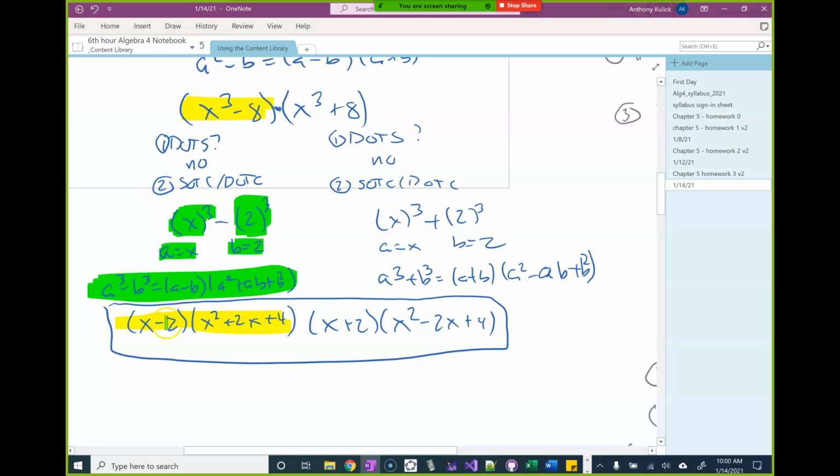Okay. And just FYI, the sum formula is right next to it. Also was in the notes yesterday. Okay, which formula? The one on the left or the right? So it's a cubed minus b cubed equals a minus b times a squared plus ab plus b squared.